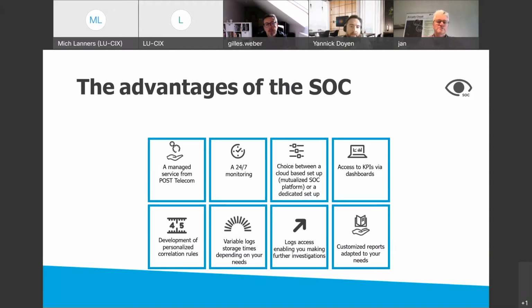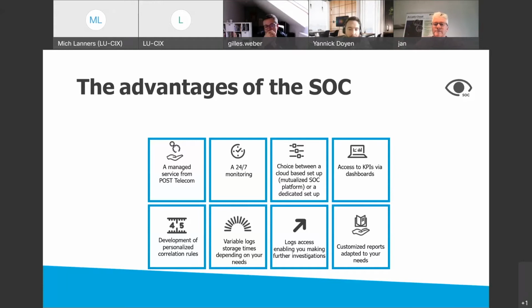What are the advantages of the SOC, and also the SOC as a service at Post? First of all, it's a managed service from Post, because we know that today all companies do not have the structure to be able to manage all these kinds of security events. Post monitors this 24/7. We have flexibility for the platform. That means we can offer a cloud-based or dedicated platform.